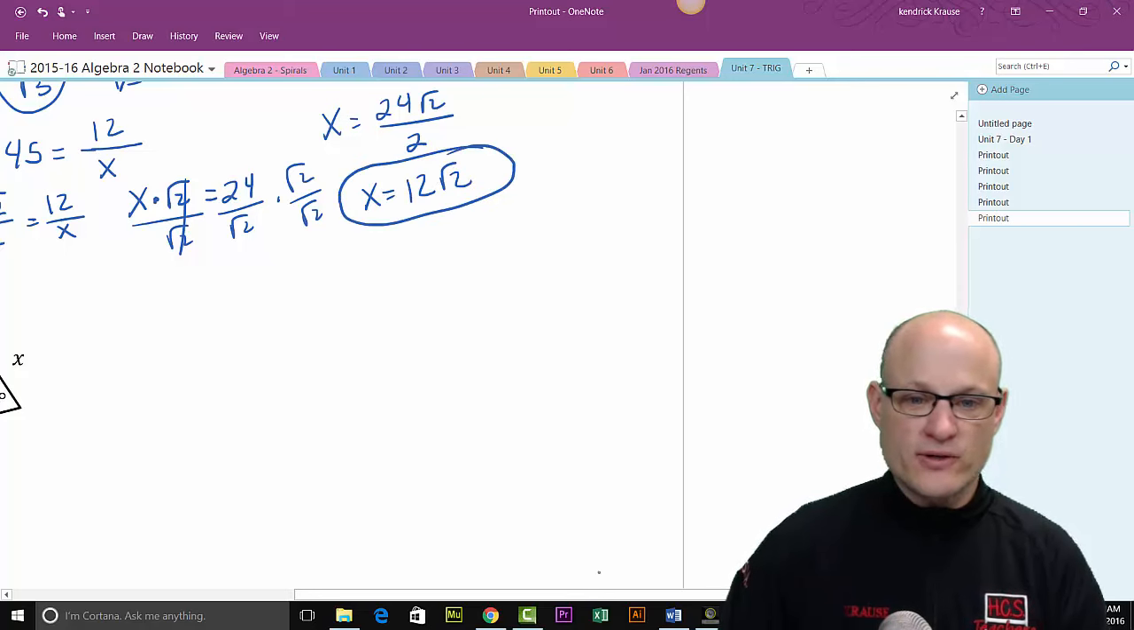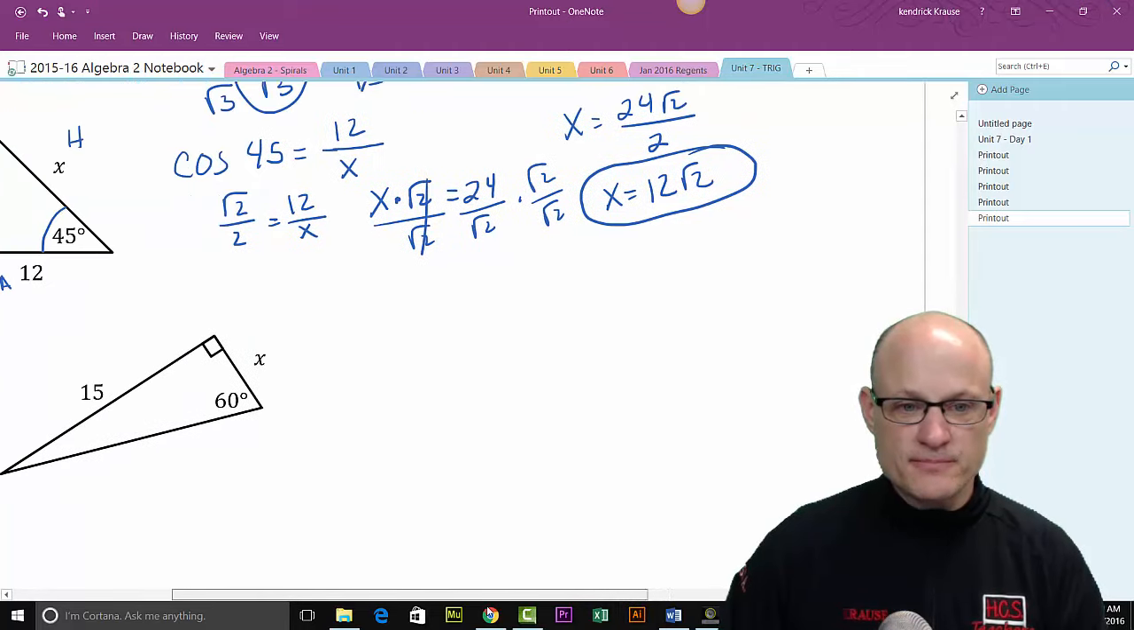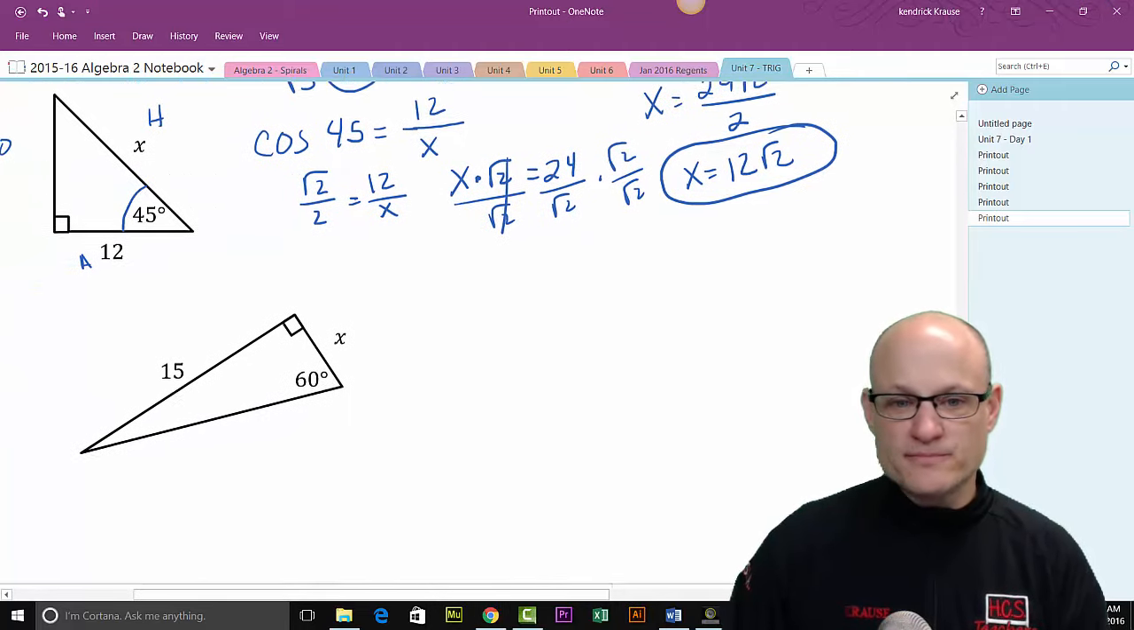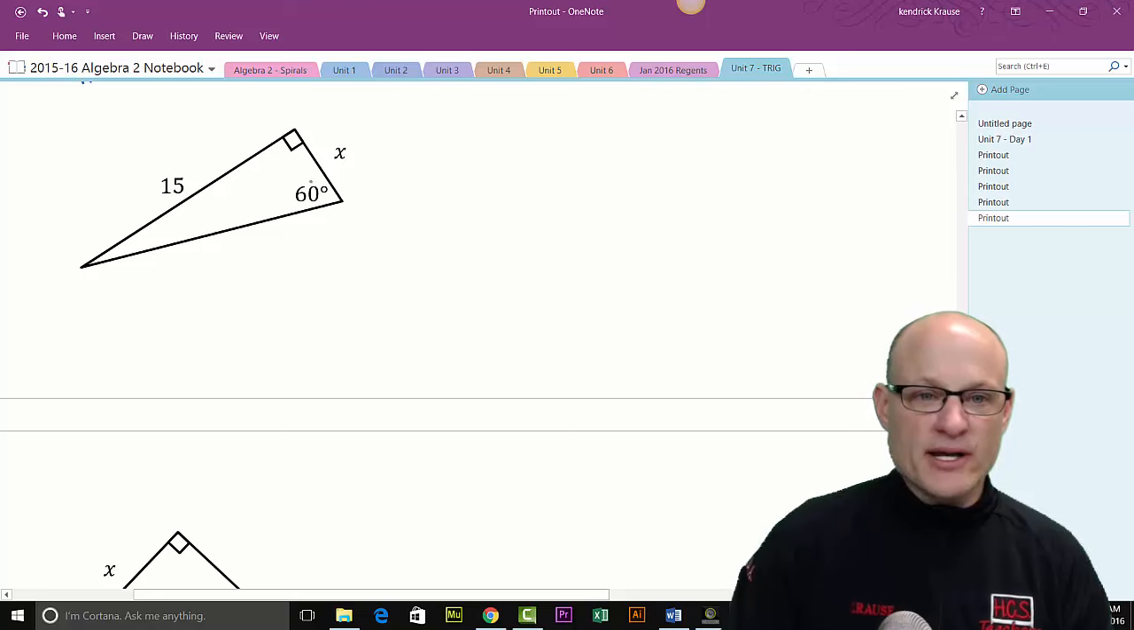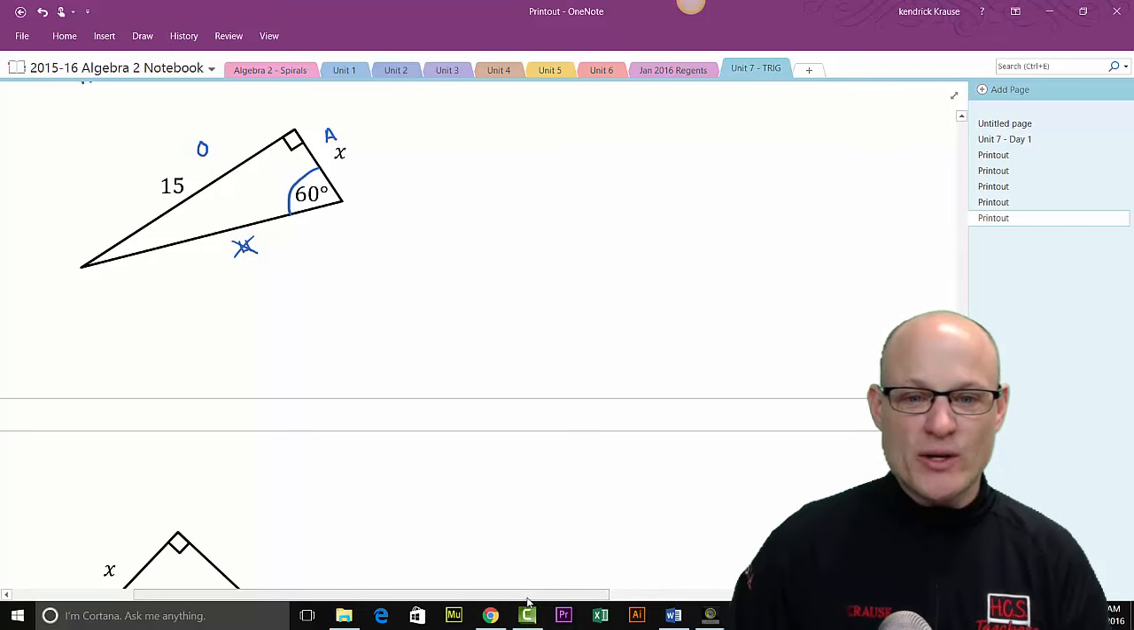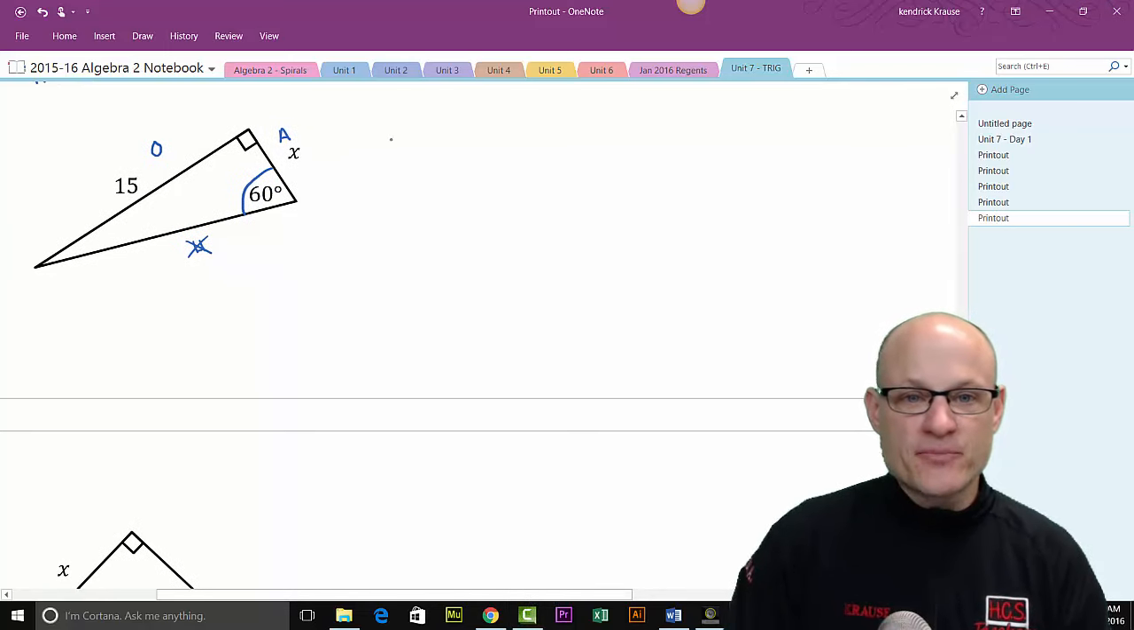All right, 2 more of these. So here's my angle. This is opposite, this is adjacent, and this is hypotenuse. Doesn't matter about the hypotenuse, so I need O and A. O and A just screams tangent. So tangent of 60 degrees is equal to opposite, which is 15, over adjacent, which is x.